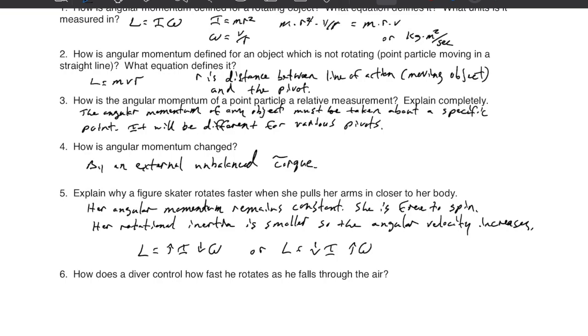How does a diver control how fast he rotates as he falls through the air? Must be a skydiver, right? By changing his rotational inertia. We got that from the previous question. If he pulls his arms and legs in, this will reduce the rotational inertia because the radius essentially is smaller. Reducing the rotational inertia will increase the rotational velocity, just like what we saw with the ice skater, the figure skater.